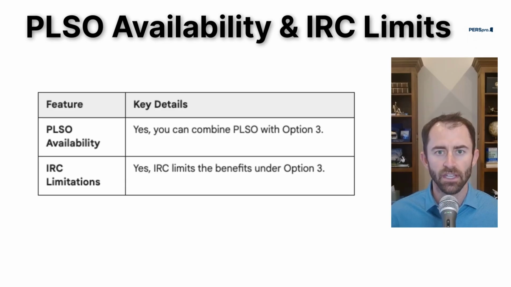IRC limitations. This is really important under option 3. The IRS does have rules about naming a beneficiary who is significantly younger, usually more than 10 years younger, for a 100% survivor benefit.